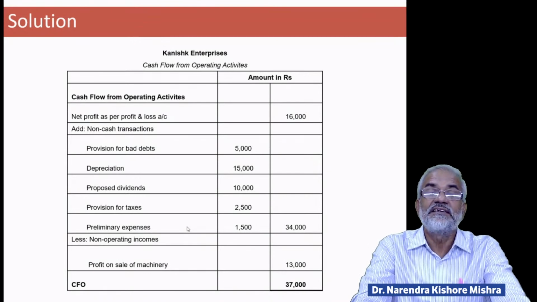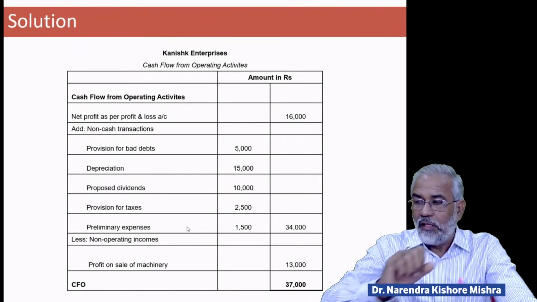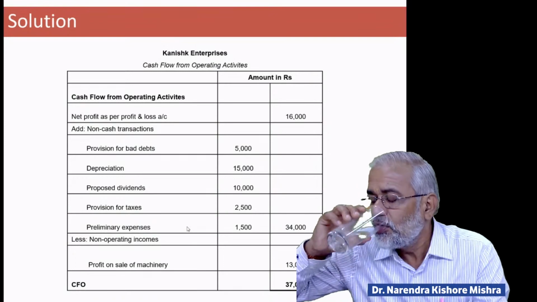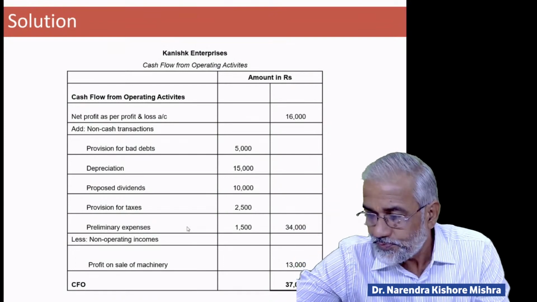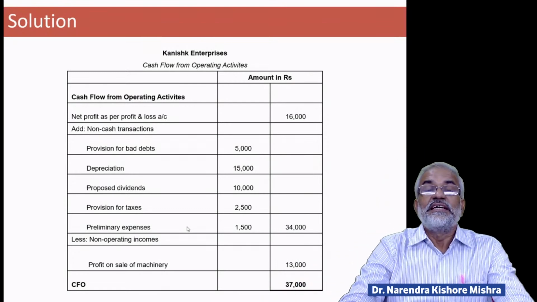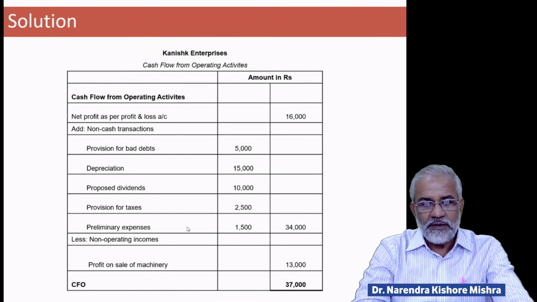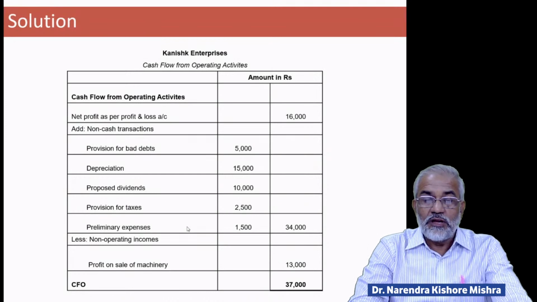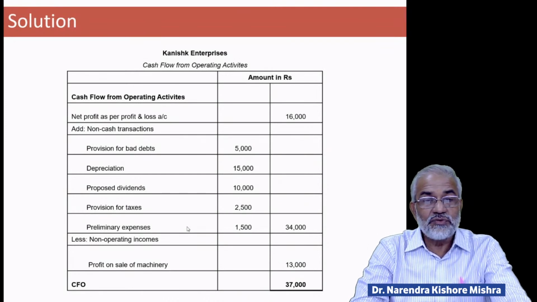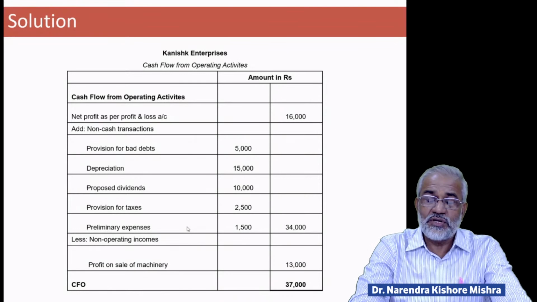Provision for taxes, it's a provision. It's not tax paid. So all provisions are debited to the profit and loss account with a corresponding credit to the provision account. So it doesn't result into outflow of cash. That's why it is added to the net profit to find out the net cash from operation.